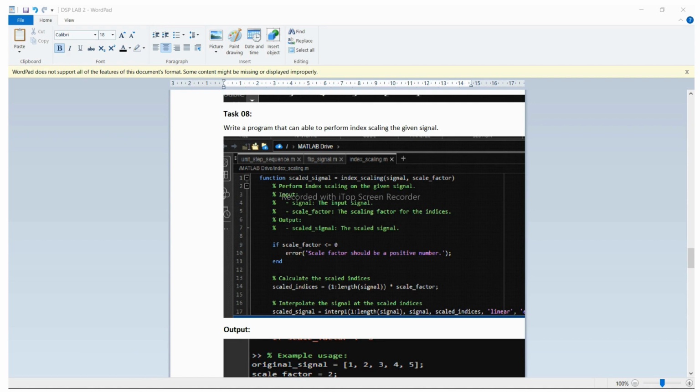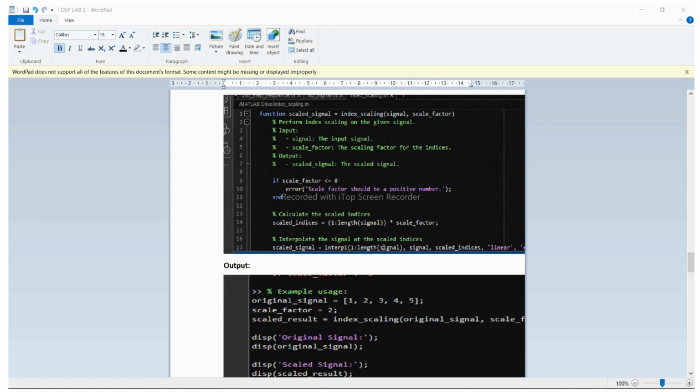Task number 8, we are asked to write a program that can perform index scaling on a given signal. Basically, index scaling means scaling the index of the signal by a specified factor using linear interpolation. We have the argument signal, that is the input signal, and scale factor, that is the scaling factor. By running the following code in MATLAB, the given signal will be scaled.